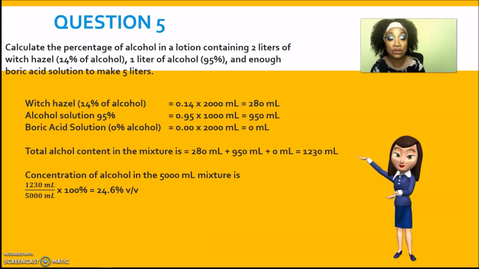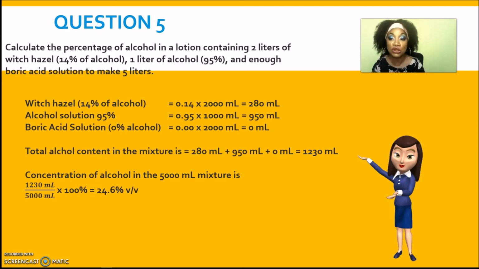When we add those up together, we get 1230 mL. It means then that the 5000 mL mixture will contain 1230 mL of alcohol. And we can find the concentration for that by just putting 1230 over 5000 times 100%. That will give us the final concentration of alcohol in the 5 liters.